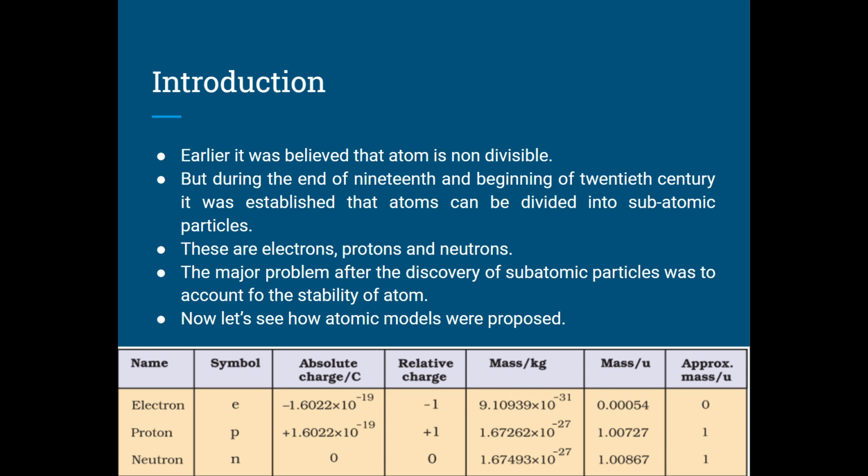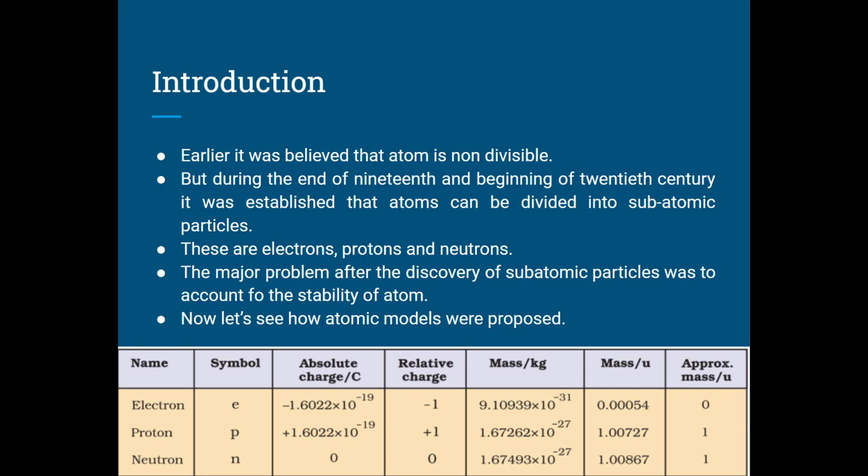Okay. So first, the introduction part of the chapter. When the atom was discovered, it was named as the building block of everything. Any species that was seen out there, they said that atom is just the building block of it, and there can't be anything smaller than that. So it was considered to be non-divisible. So as the first point says, earlier it was believed that atom is non-divisible.